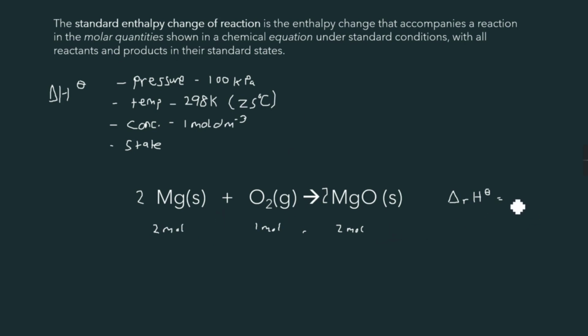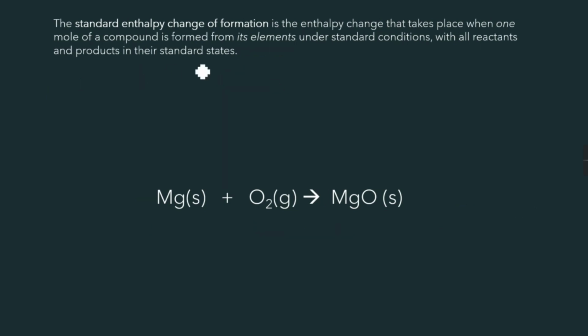So last time it was what, minus 62, so it must be minus 1204, and the units kilojoules per mole. Yeah, negative because it's exothermic, but that is what the standard enthalpy change of reaction is. The next definition is the standard enthalpy change of formation.